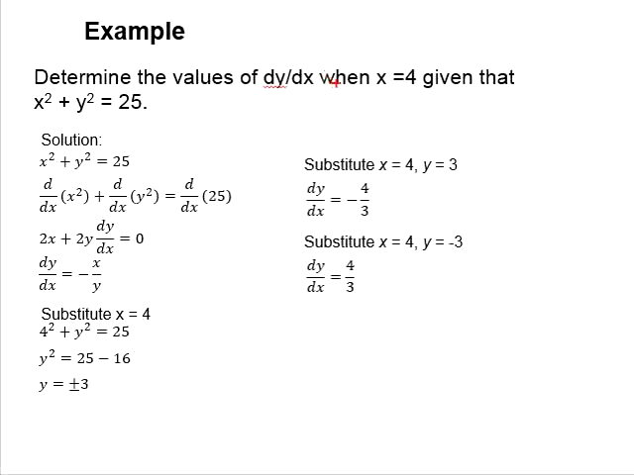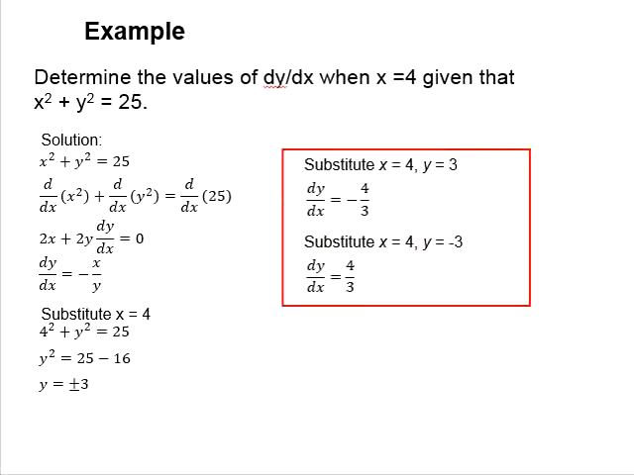From there, we know that when x is equal to 4, there will be 2 points, which are (4, 3) and (4, -3). Substitute the x and y into the equation of dy/dx, you obtain -4/3. Substitute x and y here into the equation, you will get 4/3. With that, this problem has been solved.